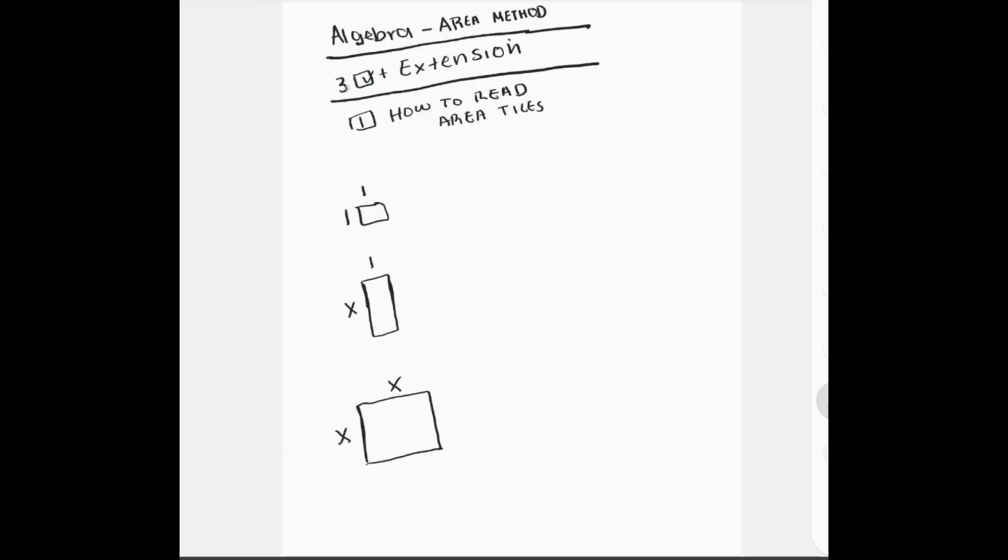We are going to have 3 boxes plus 1 extension. This one is box number 1, and in this one I will show you how to read area tiles. If we know how to read area tiles, we can multiply binomials, which is something that we're going to do in box number 2. This one is one area tile, this one is another one, and this one is another one.